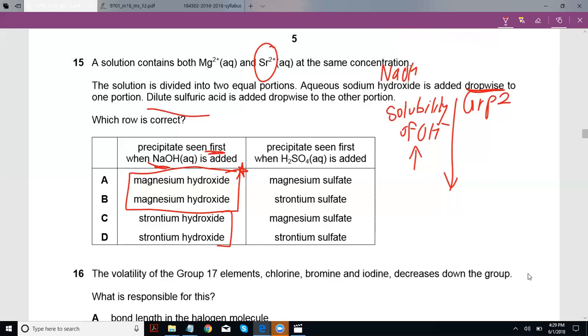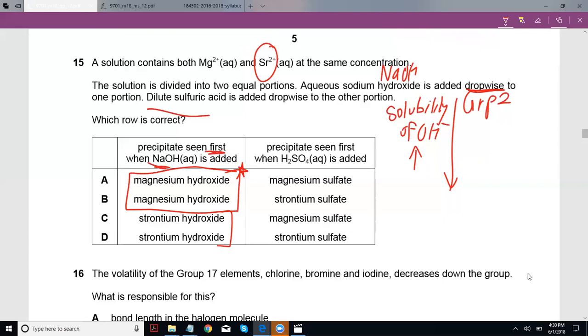And the idea here is that strontium hydroxide might still form a precipitate sometime down the line if you add enough NaOH, maybe. But as you're adding two drops, strontium hydroxide is just going to remain soluble. However, magnesium hydroxide would precipitate, and that would precipitate faster because it would take much fewer drops, since it's just more insoluble.